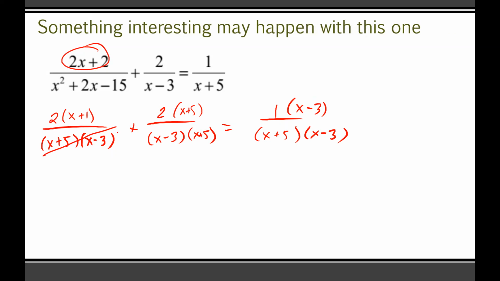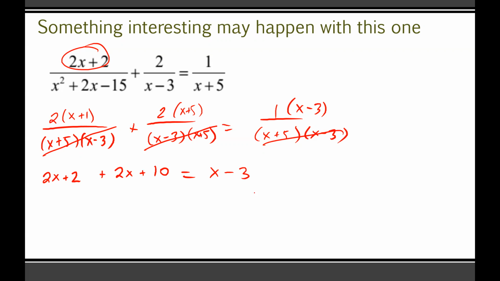I'm actually just going to cross out the denominators right now, so I don't have to write them all over again. It's kind of a waste of time. And then I'll just multiply everything through on my numerators. So that factoring that I did in the very first step wasn't actually needed. I'll multiply back through: 2x plus 2, plus 2 times x plus 5, is 2x plus 2 times 5 is 10, equals 1 times x minus 3. Well, that's just x minus 3.